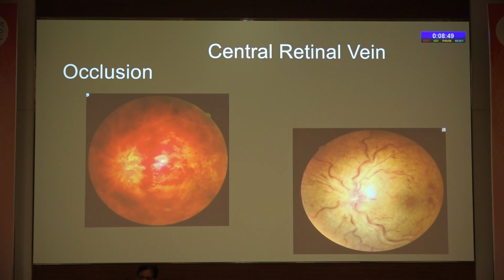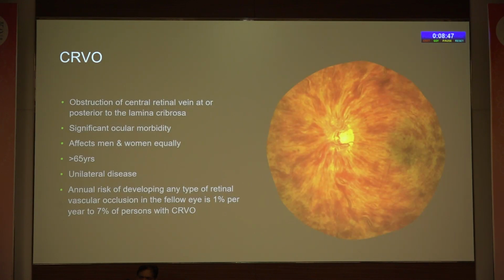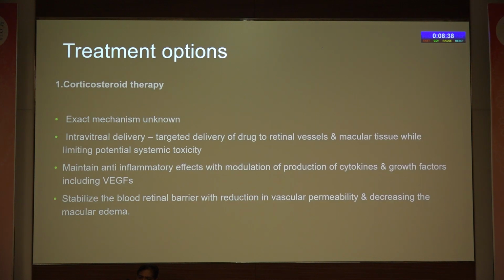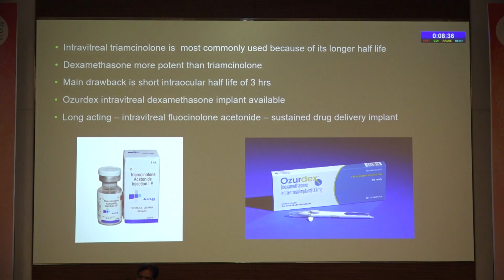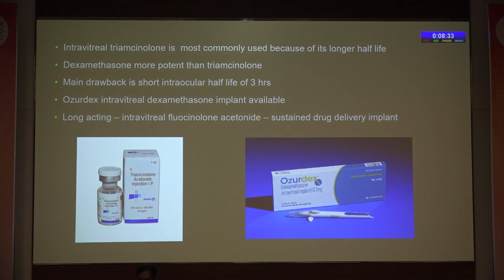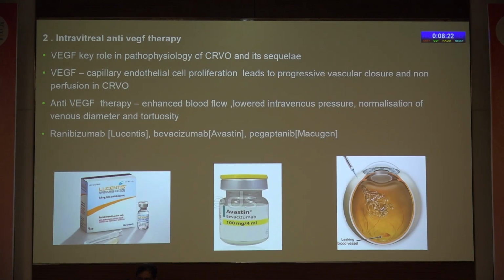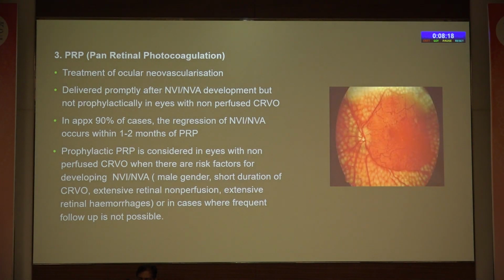Then there is central retinal vein occlusion, CRVO. This is the obstruction of the central vein posterior to the lamina cribrosa, and it affects men and women equally. It's a unilateral disease. Treatment options are various: corticosteroids, intravitreal triamcinolone, and dexamethasone. The half-life of Ozurdex, or dexamethasone, is less as compared to intravitreal triamcinolone acetate. Then there is anti-VEGF therapy, and then there is PRP, which can be done in cases of CRVO.